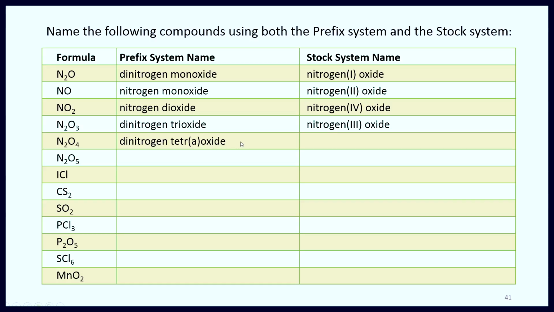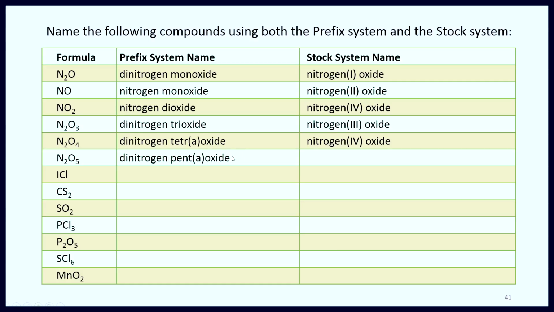Now what about the Stock system name? Well, if you work it out, that's nitrogen(IV) oxide. Now you say, wait a minute. NO2 is nitrogen(IV) oxide and N2O4 is nitrogen(IV) oxide. So here's an example where two different compounds actually have the same Stock system name. That's redundant. We can't have that. And so this is an example where the prefix name is important. It actually distinguishes between these two different compounds, nitrogen dioxide and dinitrogen tetroxide.